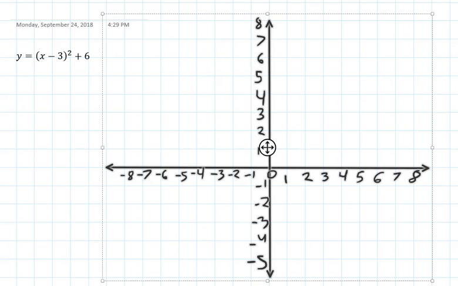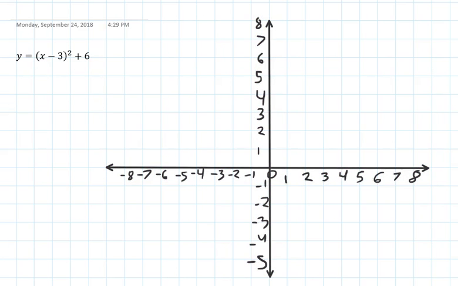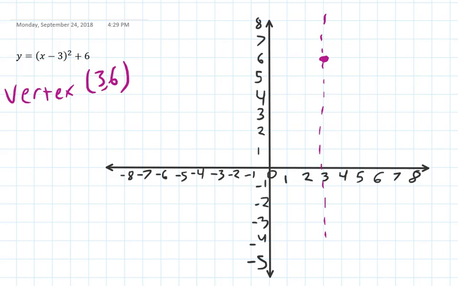If I'm in vertex form, I actually don't even need to do as much work. My vertex is going to be 3, 6. So I'll plot the point 3, 6. That means I already know my axis of symmetry is here. It's going to be x equals 3. I just plug in a few points near 3 to get some other points to graph this.